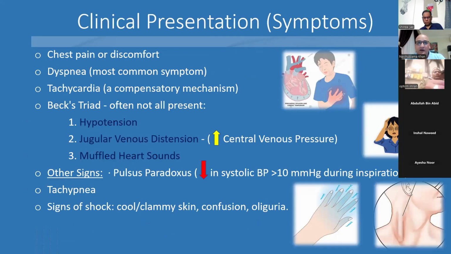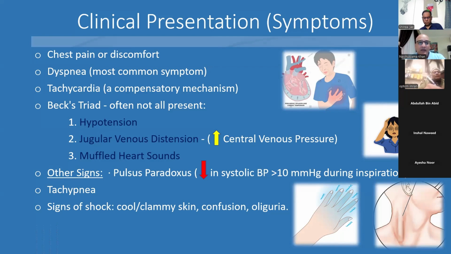Clinical presentation or symptoms. The main symptoms are chest pain or discomfort, dyspnea, the most common symptom, and tachycardia, a compensatory mechanism because the heart has started pumping rapidly to fulfill the demand. Beck's triad, often not all present.